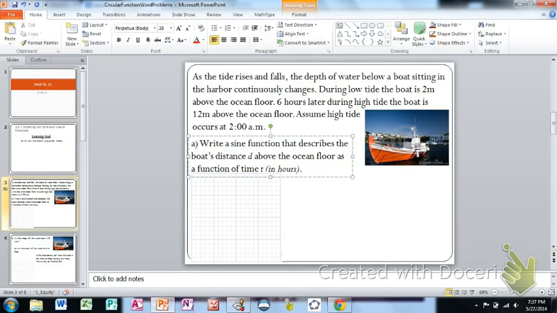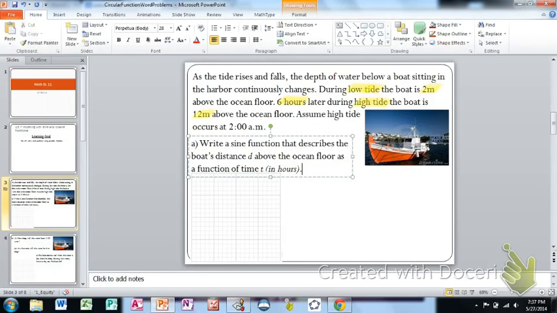And then secondly, we're going to make use of a few key pieces of information. Those key pieces of information are, first of all, the 2 meters above the ocean floor at low tide, okay? Because what that tells us is the minimum height or the minimum depth of the water below this boat. And we're going to use the fact that 6 hours later, it's high tide, and at the high tide it is 12 meters above the ocean floor. All that is super important information.